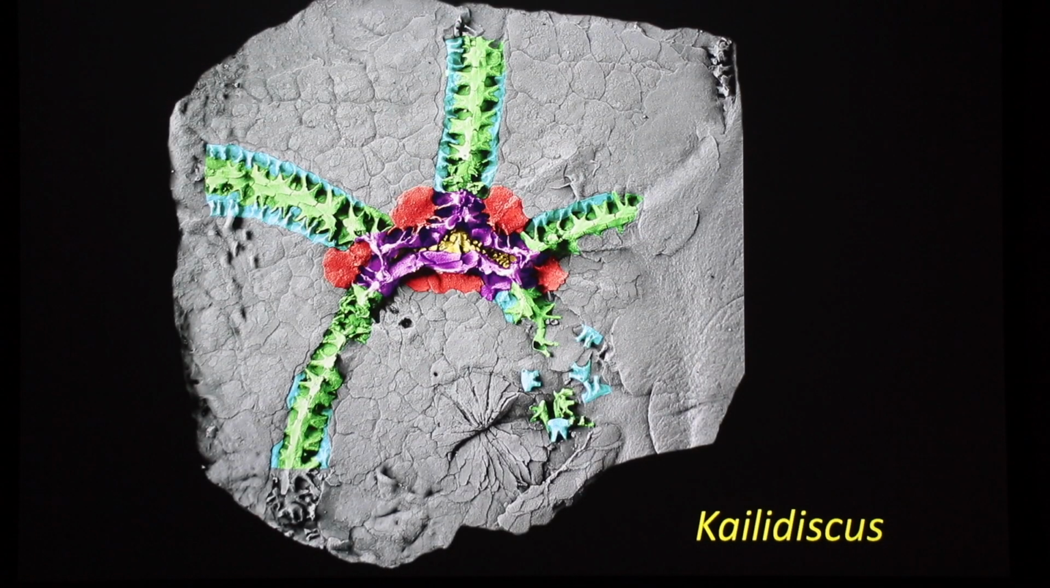Here are the outer set, the blue plates, running into the red and then back to the blue. And then the green plates here running into the teal plate, or the purple plates, and then back around. There's the hydropore and gonopore from the inside.